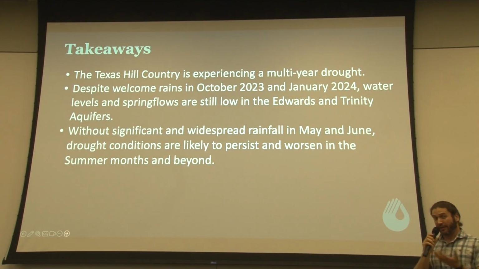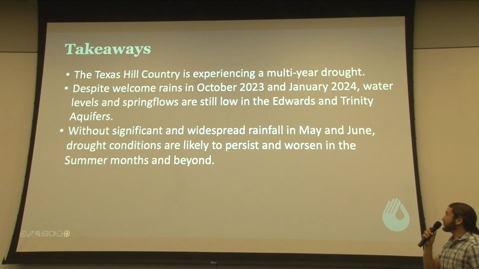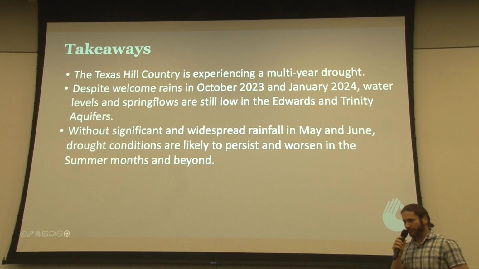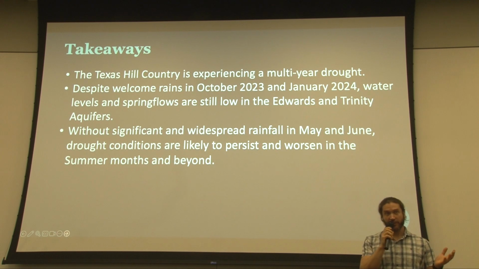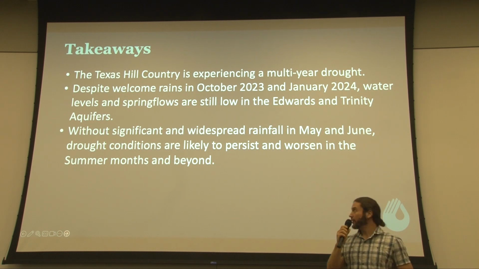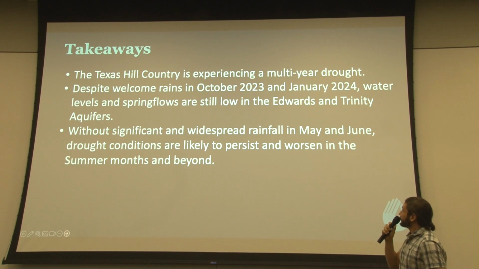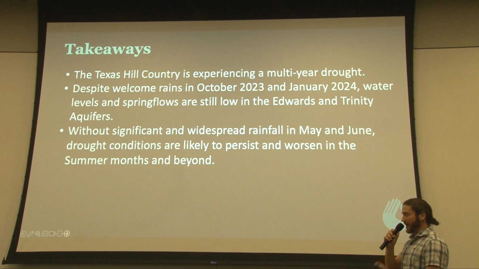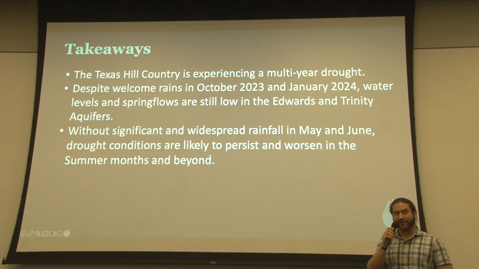So the takeaway is really that we're not out of the woods yet. We're still in the midst of a multi-year drought. Rainfall in recent months is nice, the plants are happy, but as far as aquifer storage and recharge is concerned, we still need a lot more water. And then, I would say May and June, let's pray for rain in the next couple of months because we really need it.